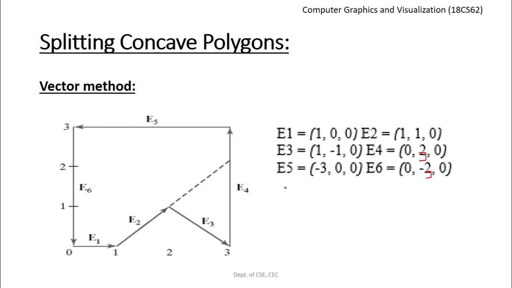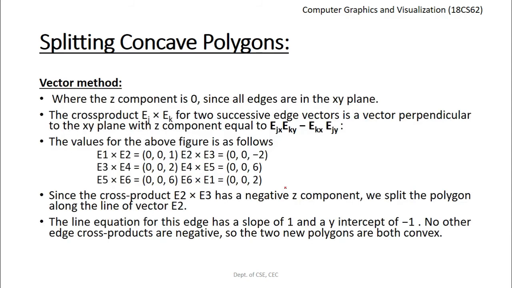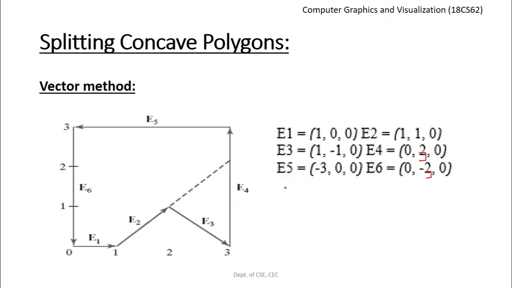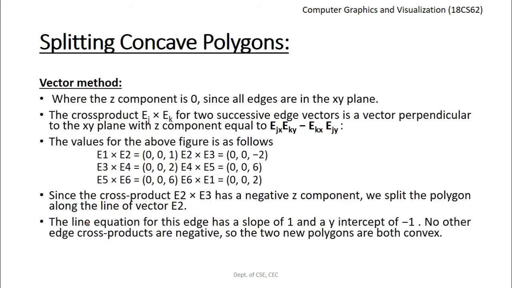Now we need to find the cross products of the successive edges. First we need to find E1 cross E2, E2 cross E3, E3 cross E4, E4 cross E5 and E5 cross E6 in the counterclockwise order. If any of the cross products has a negative z component, the polygon is concave, and we need to split the polygon along the first edge vector in the cross product pair. Let us see what that is.